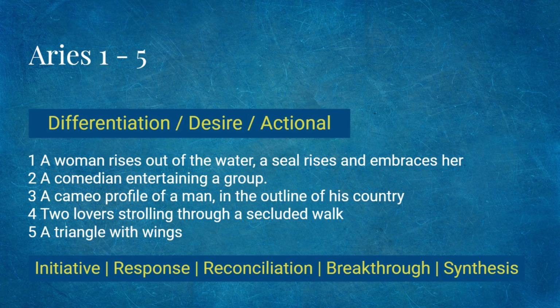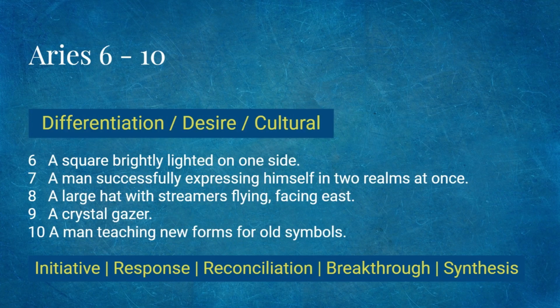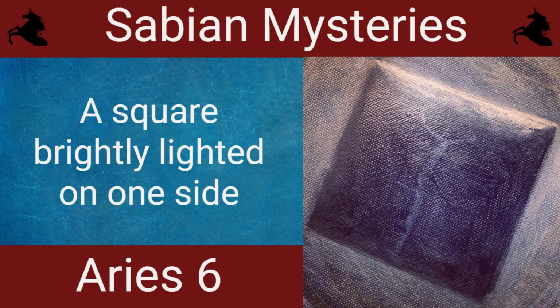Now we're moving into the second level, and you're going to see that the second level of 5 will correlate with the first level of 5. This is going into the emotional, cultural level. So the 6th degree, a square brightly lighted on one side. And this correlates to the 1st degree of the woman emerging.